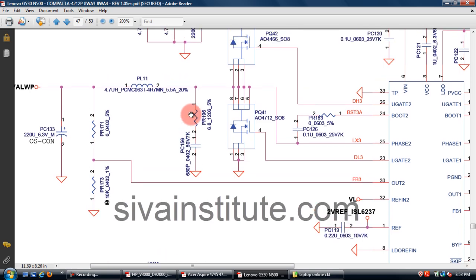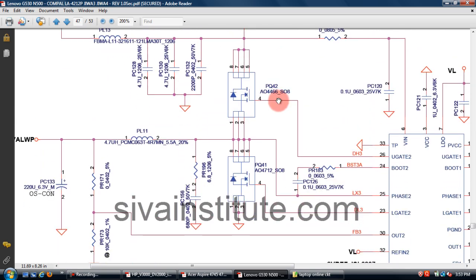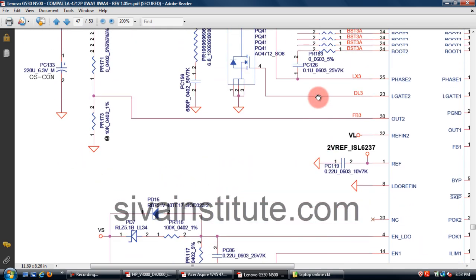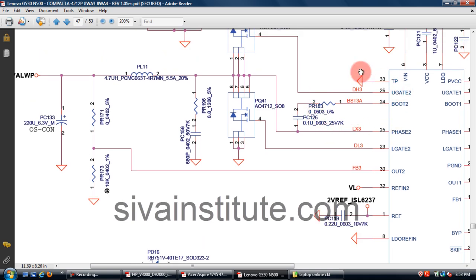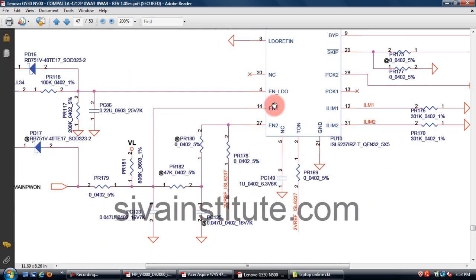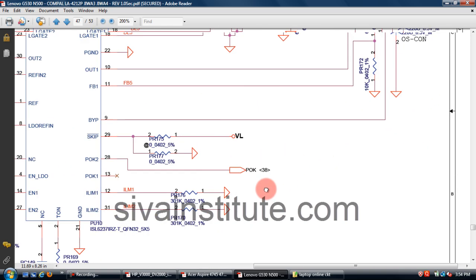This voltage comes from this voltage. You should check this voltage also. If there is no voltage at this point, this voltage will not come out from this pin. VL voltage. See here, after enable 1, the enable 2 voltage will come, 2.5 volts to 3 volts. When this voltage comes to here, the output will come out from these FETs.